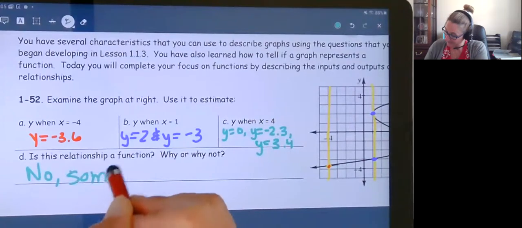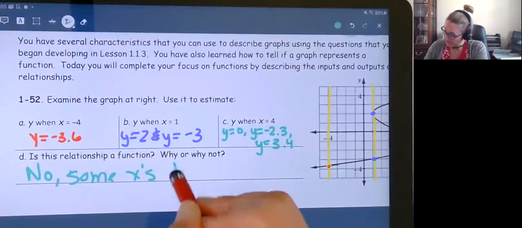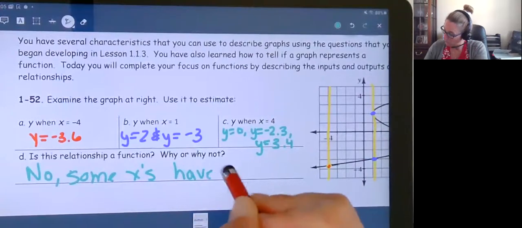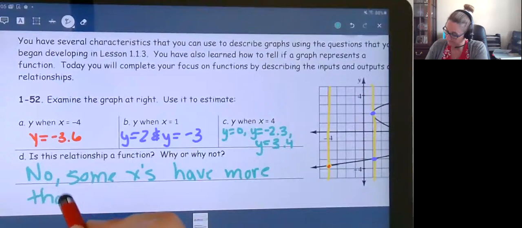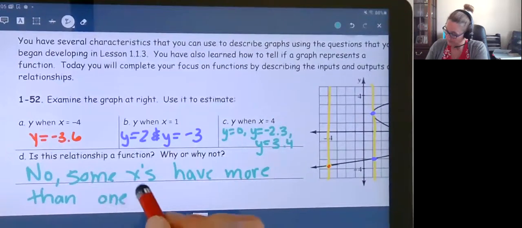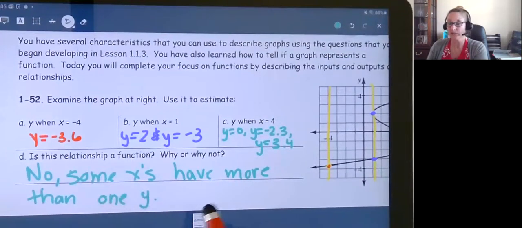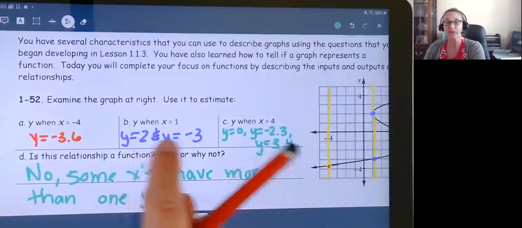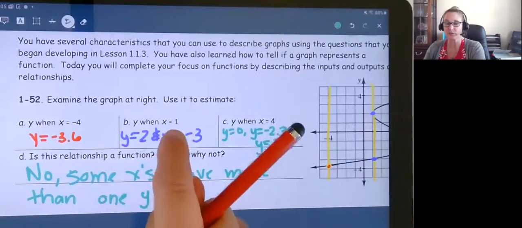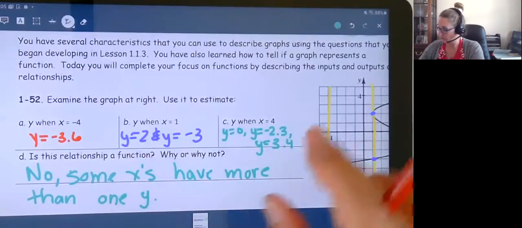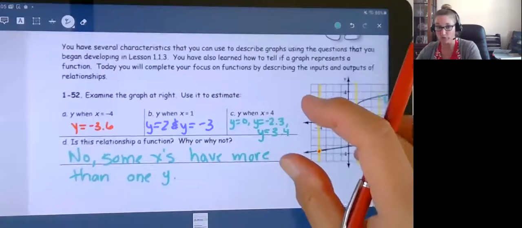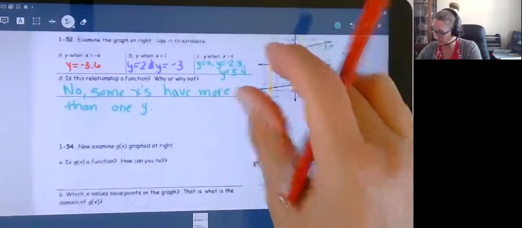Some x's have more than one y. Again, we saw that with this one, we ended up with 2 different y's for this one x, and here we had 3. So it's not a function. Your vertical line crossed more than 1 spot on the graph.